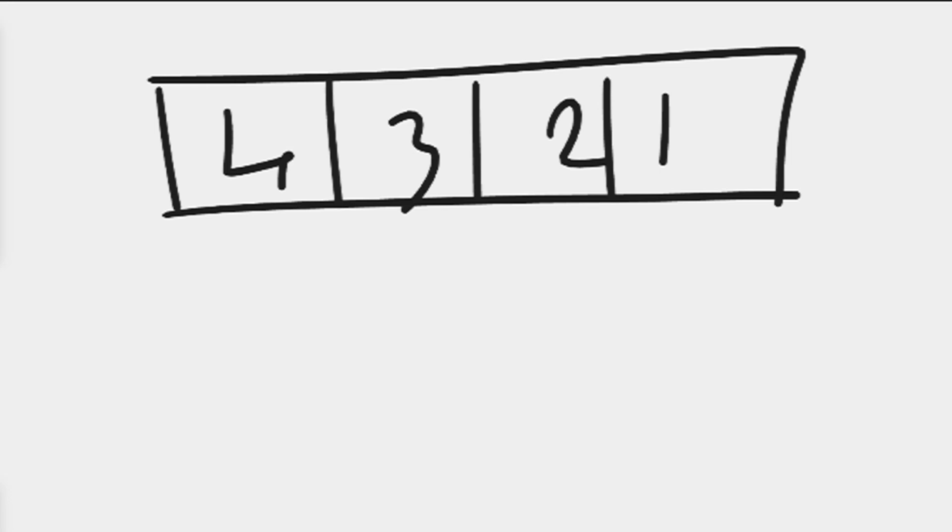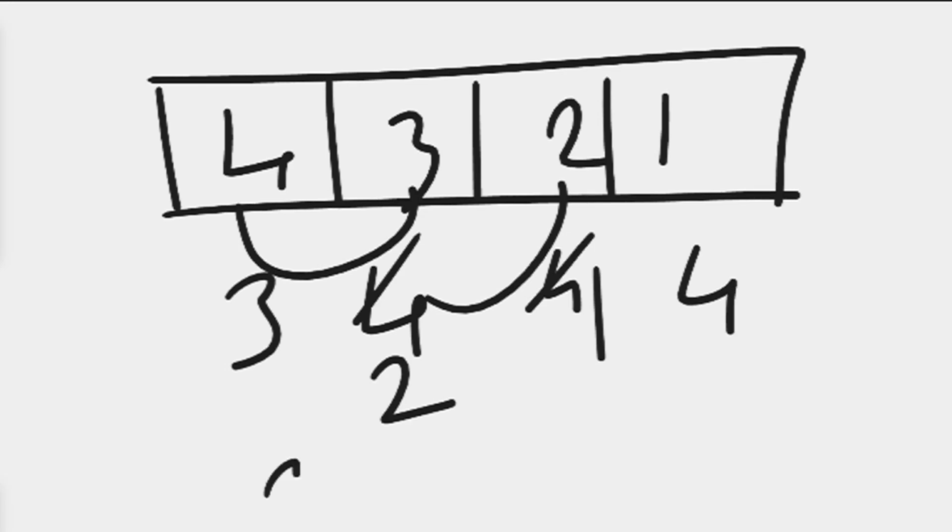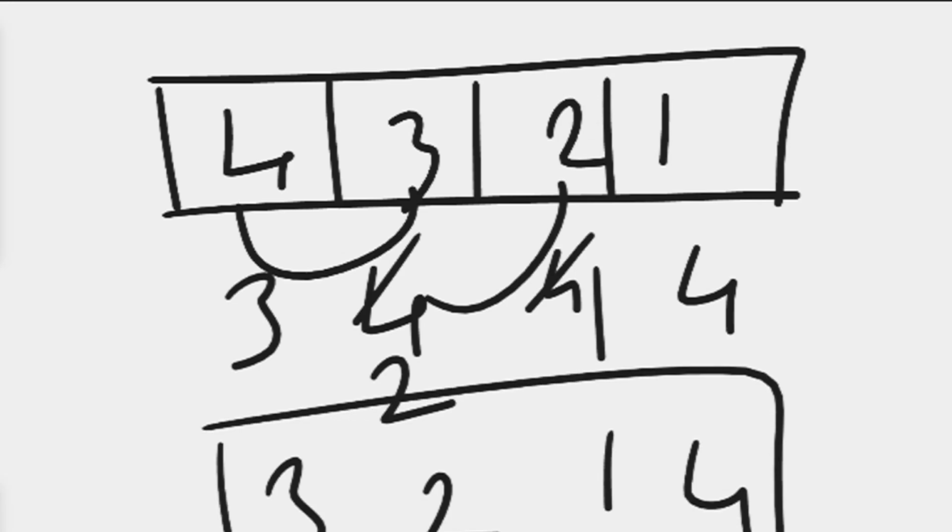So we have 4 and 3. We check 4 and 3. So 4 is greater than 3. We swap 3, 4. Then we check 4 and 2. 4 is greater than 2. Therefore, we perform swap. We get 2 and 4 here. Then again 4 and 1. We swap 1 and here we get 4. So the array which we get after first pass is 3, 2, 1, 4.